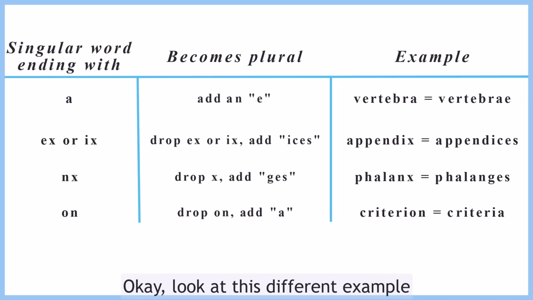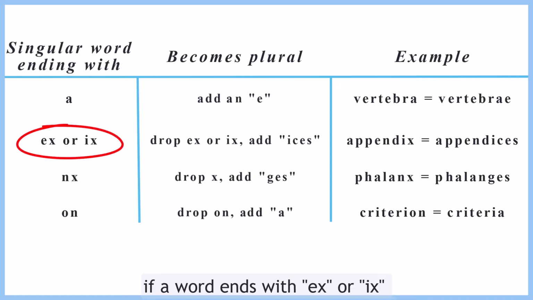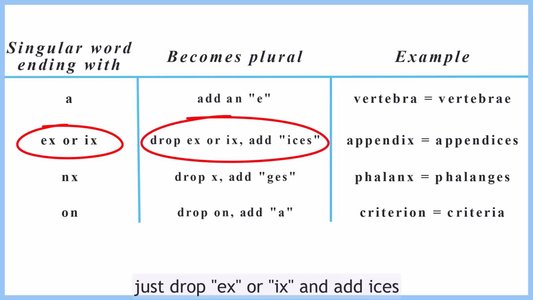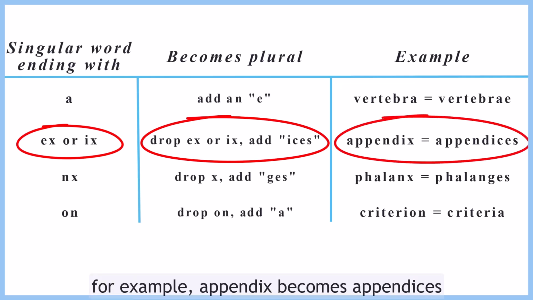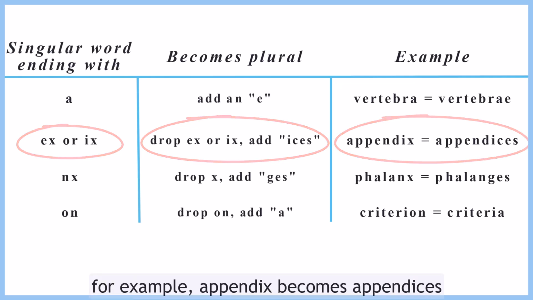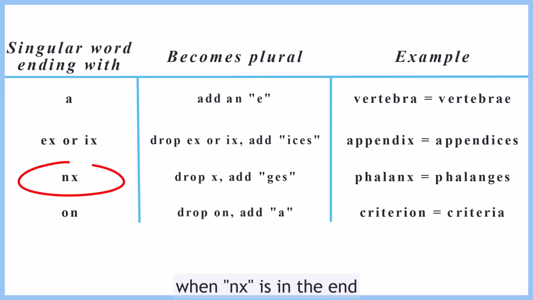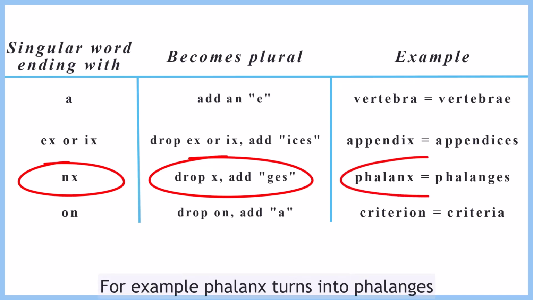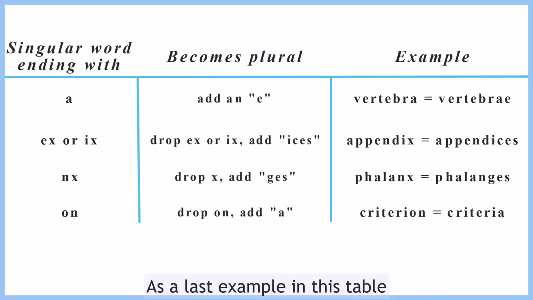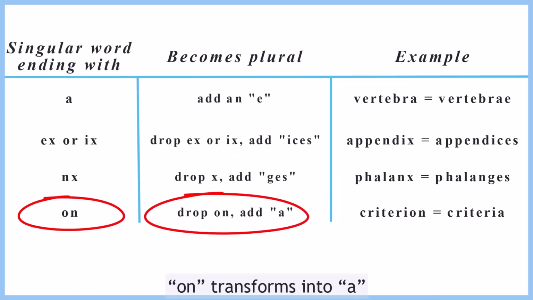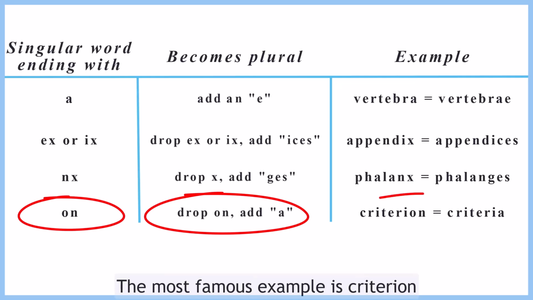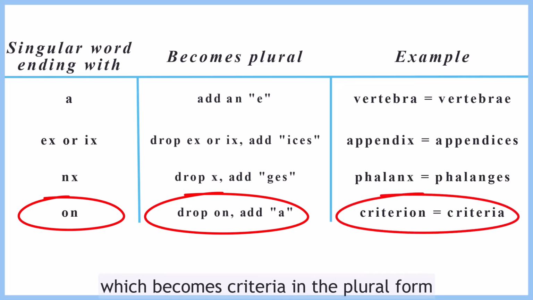Okay, look at this different example. If a word ends with ex or ix in its singular form, just drop the ex or ix and add ices. For example, appendix becomes appendices. In the third example, when nx is at the end, it is replaced with nges. For example, phalanx turns into phalanges. As the last example in this table, on transforms into a. The most famous example is criterion, which becomes criteria in the plural form.